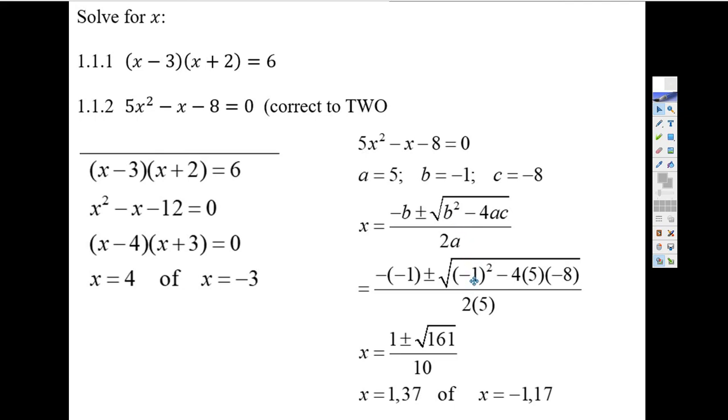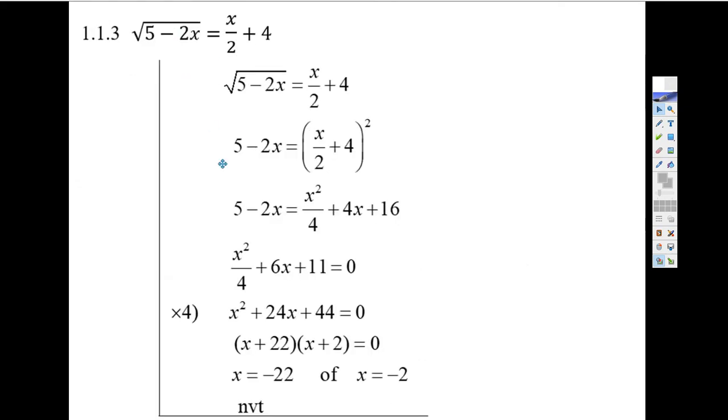Show that B is minus 1, and then A and C, put it in the right place, the negative of negative B. Now you might not want to put that in your calculator because you can go 2 times 5, and you probably can go 20 times 8, and 2 negatives make a plus. That's 160, and there's 1. Put that in your calculator and you get your 2 answers.